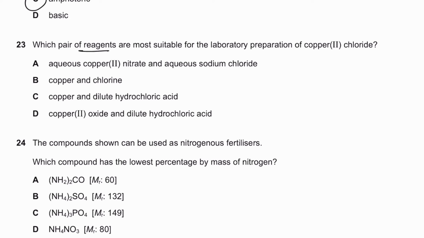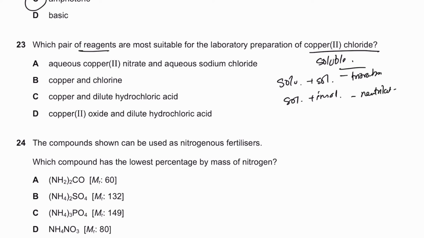Which pair of reagents are most suitable in a laboratory for the preparation of copper 2 chloride, which is soluble? A soluble salt can be prepared by soluble plus soluble or soluble plus insoluble. Here this is a titration, and here it's going to be neutralization. Since we have copper and chlorine, we can use HCl, we can use CuNO3, we can also use CuO, CuOH, we can use anything. So only copper is never going to work.